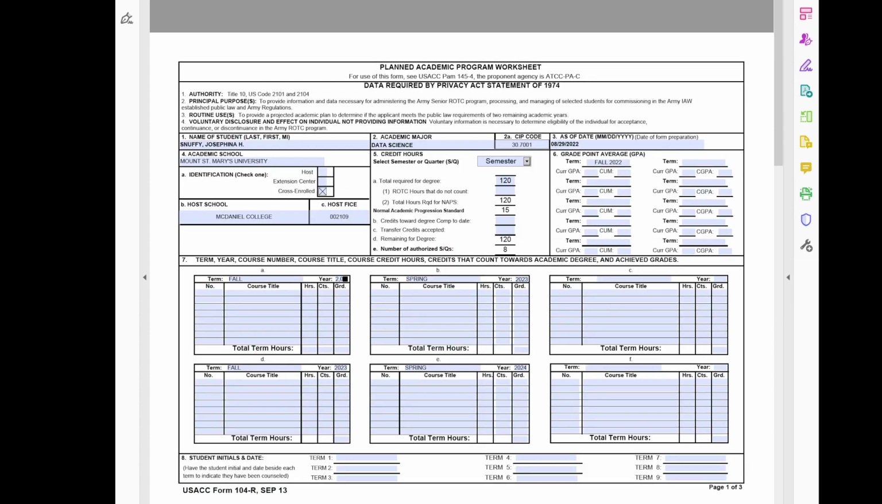Now we're ready to start listing classes. The ROTC curriculum is the most straightforward, so we'll put those in first. Now you can see that I've put in all of the military science courses. I've slotted them in at the bottom here, but it doesn't really matter where you put them as long as they're in there.